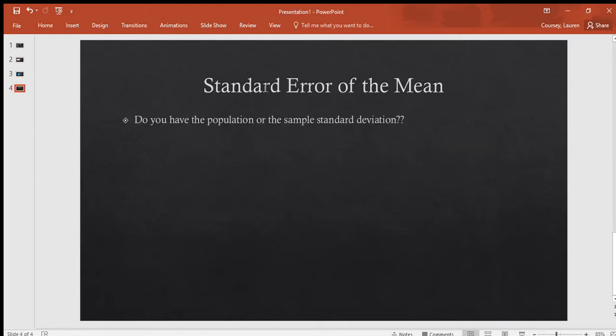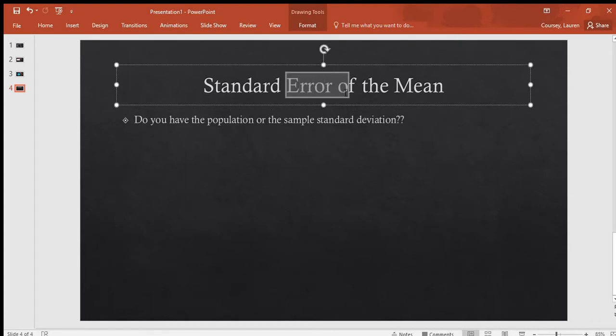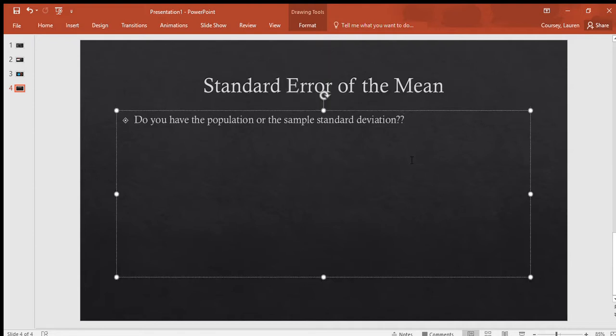So this is where the standard error of the mean comes in, because we're recognizing that there is some error in the process. Even if we conduct the best study ever, there's still going to be random error that we have to account for. So this is what we're measuring with the standard error of the mean. What this will give you is an approximation of how much error to expect.